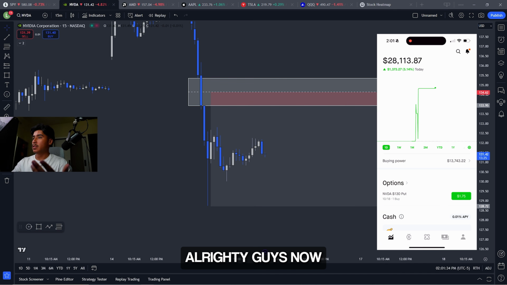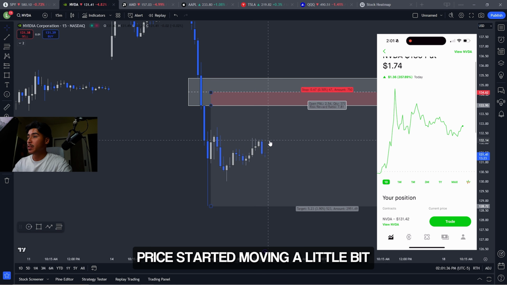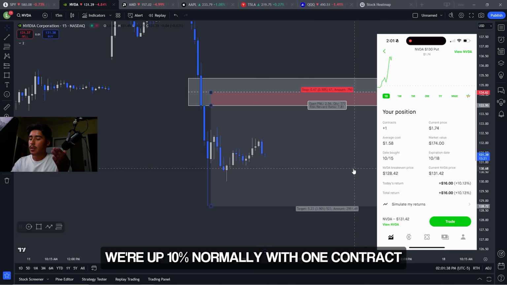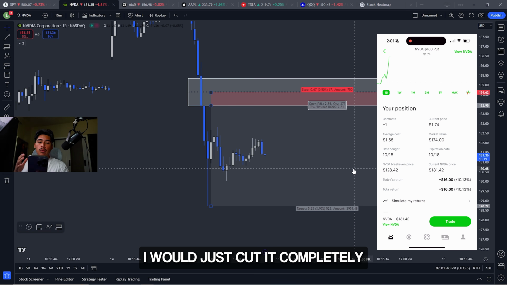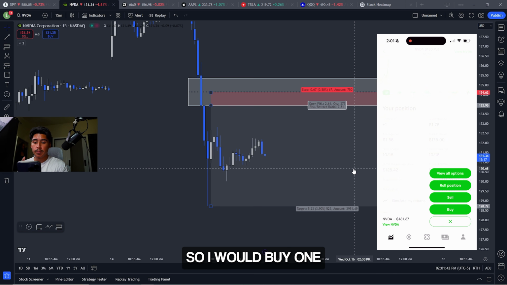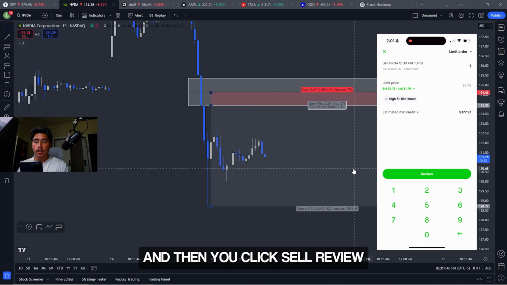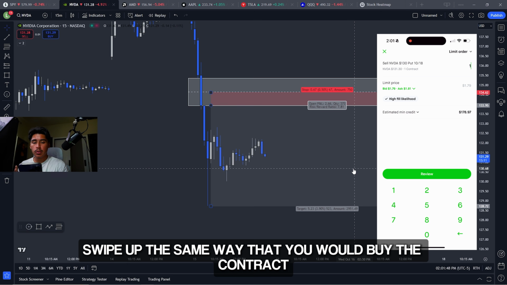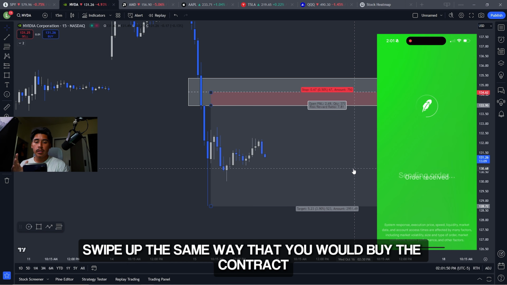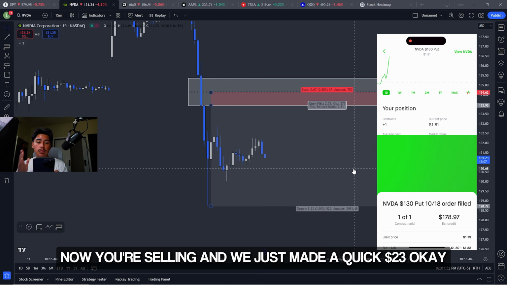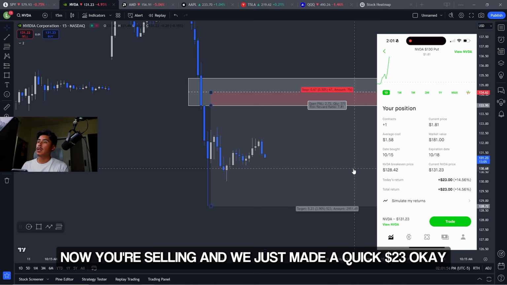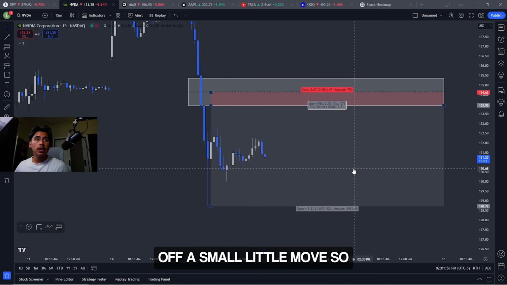And alrighty guys, now you guys can see that price started moving a little bit. We're up 10%. Normally with one contract, I would just cut it completely. So I would buy one, you'd click on trade to sell your position, and then you click sell, review, swipe up the same way that you would buy the contract. Now you're selling, and we just made a quick $23, okay, off a small little move.